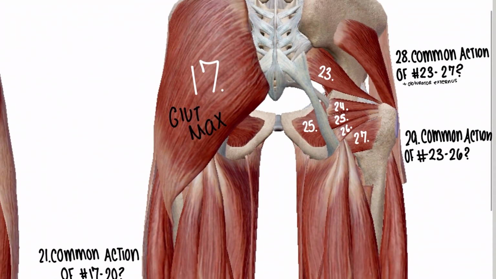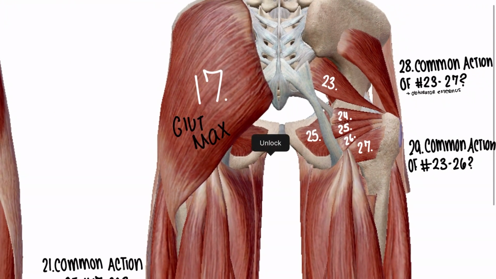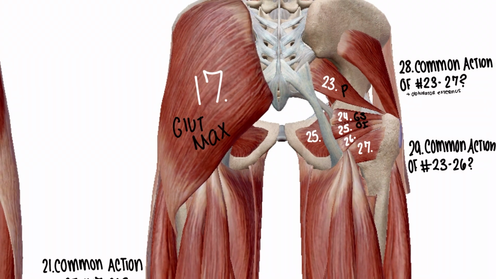All right, let's move up here to deep in the hip. Number 23 is going to be the piriformis. Number 24 is going to be the gemellus superior. 25 is going to be the obturator internus. And 25 is pictured in both places. That wasn't a mistake. So this is also the obturator internus.